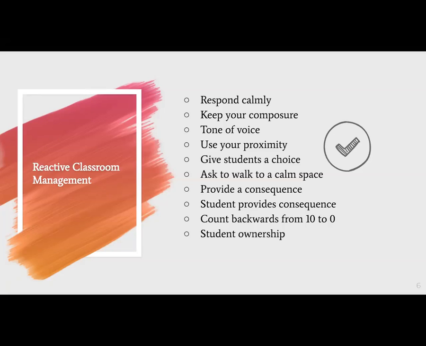Another strategy, when a student chooses to do something that does not meet your expectations, you can stand or sit with that student and you can both calmly count backwards from 10 to 0. And when you're ready, you can have that conversation. And of course, ultimately, we want our students to learn how to self-regulate their own behavior in our classroom, and they can have ownership of their positive presence in our classroom so they can learn and grow.